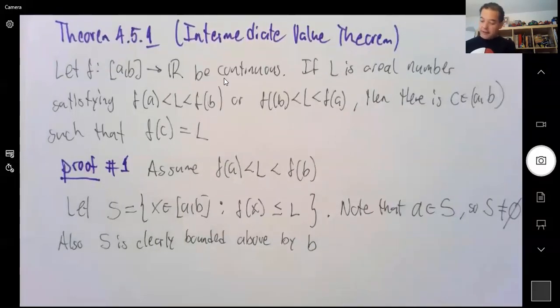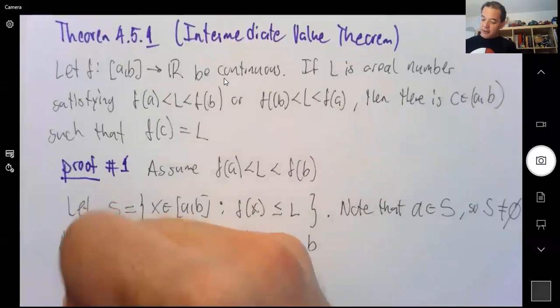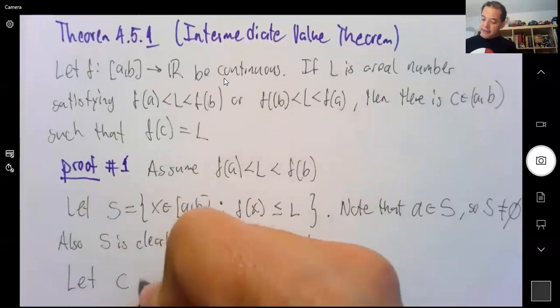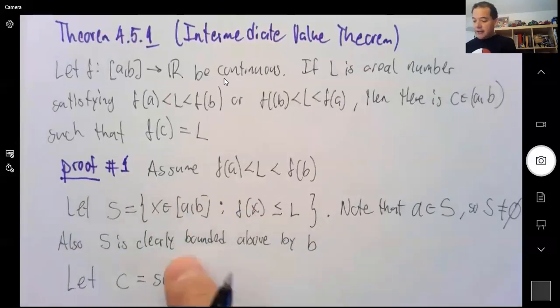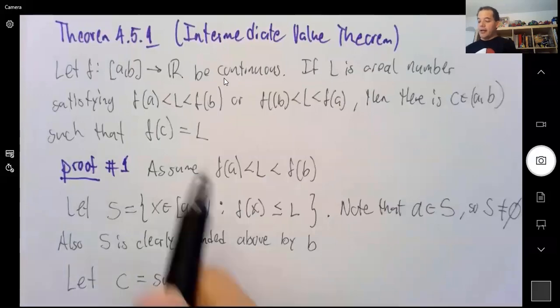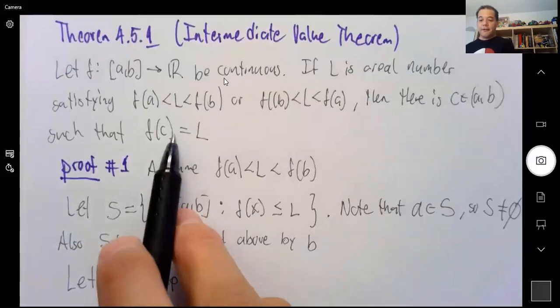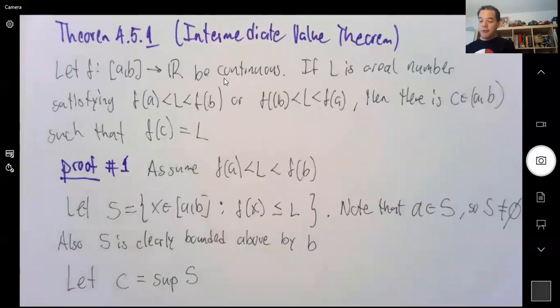So let's define the supremum, and we're going to call it C. Let C equal the supremum of S. And that's it. I think this is the one that's going to have our property. This is the one that is going to be f of c equal to L.